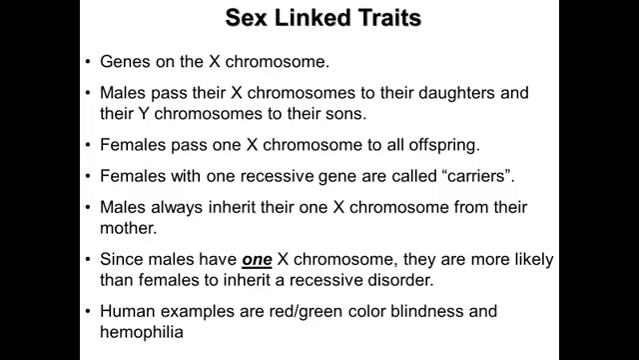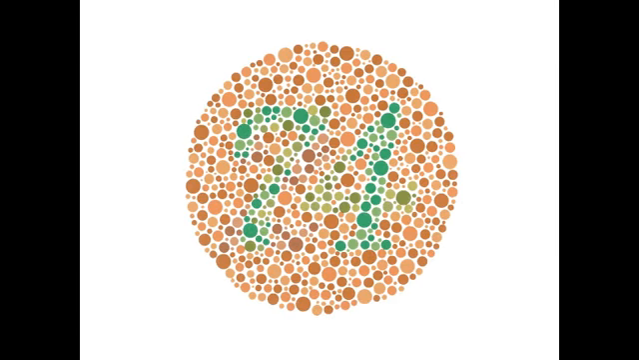Some common human examples are red-green color blindness and hemophilia, and we're going to talk about both of those here and see what those are. Okay, so you may have heard of color blindness. You may have color blindness. One way to tell is to take a test like this.